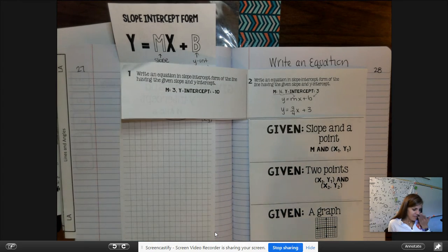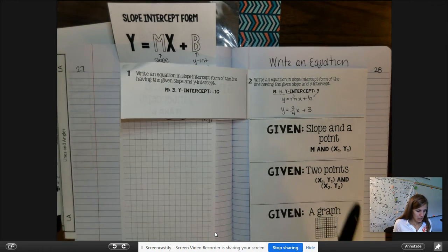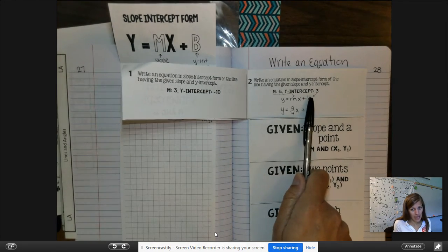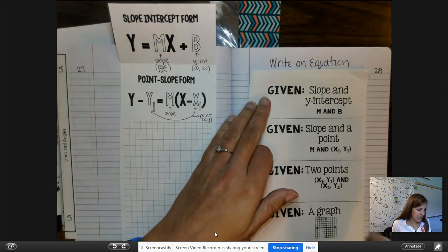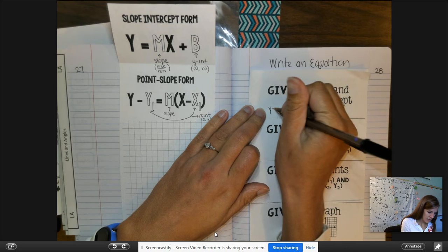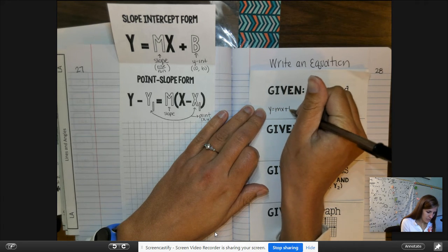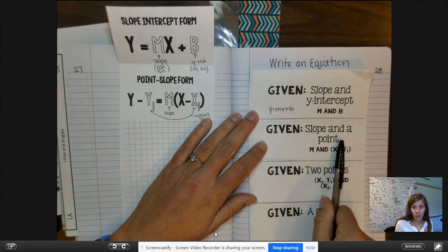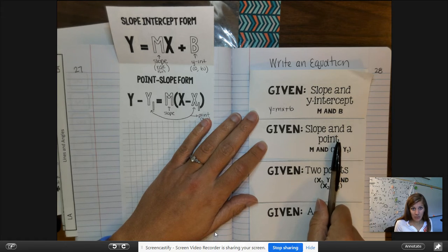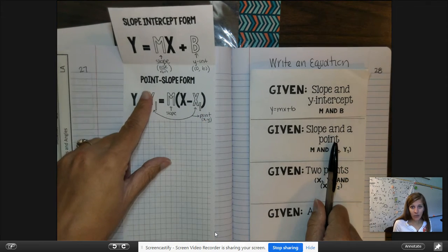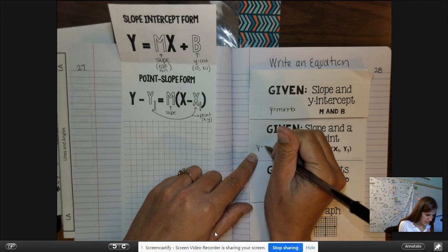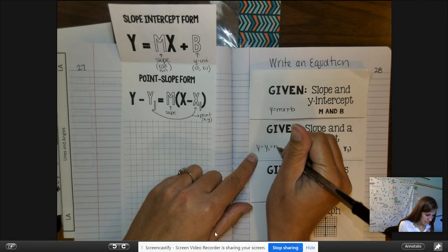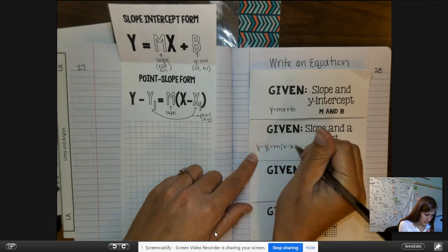Now, if they're less nice, if they don't give you the slope and the y-intercept, if they instead give you the slope and a point, so for this one we want to do y equals mx plus b. If they instead give you slope and a point, actually the better form to put it in is point-slope form, because slope and a point. So I would always write this one in y minus y1 equals m(x minus x1) form.